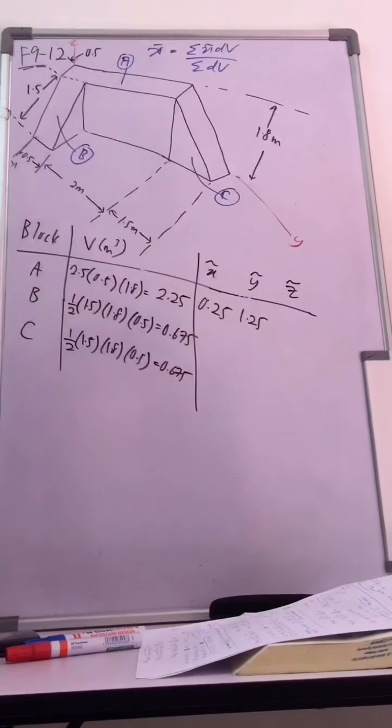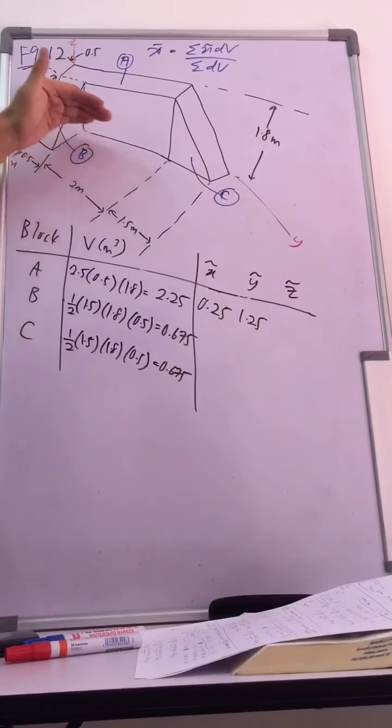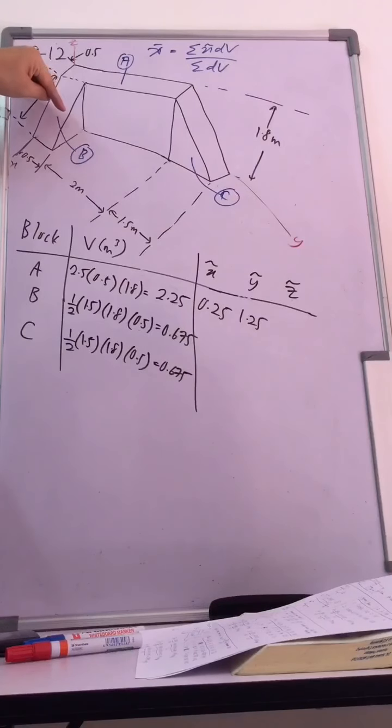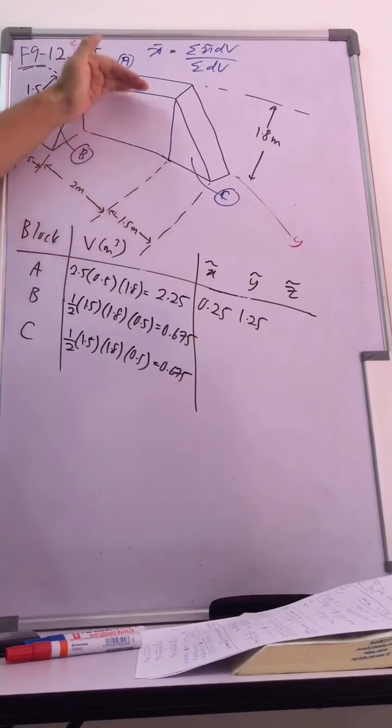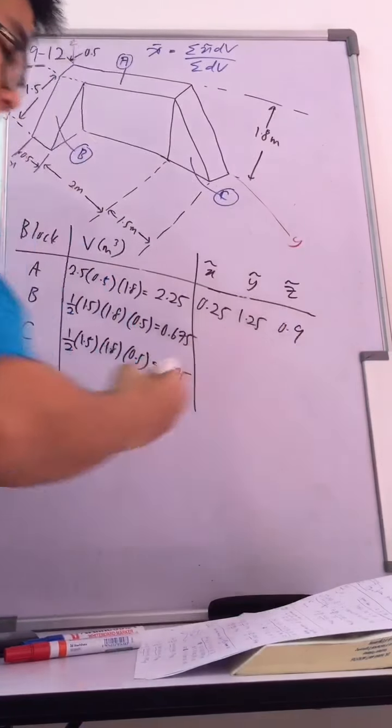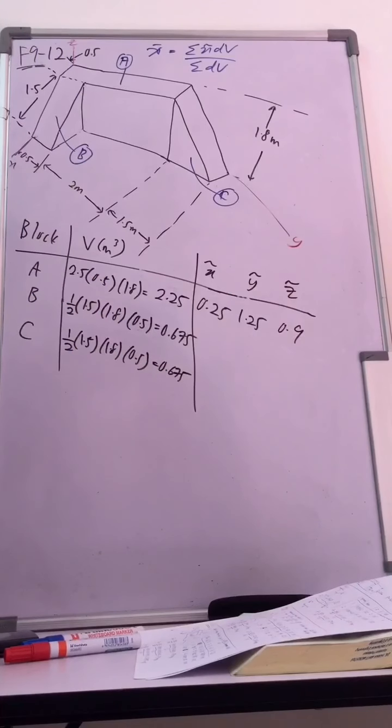Okay, 1.25. And Z is half of this because Z, the coordinate, the origin, 0, 0, 0 is at the very bottom there, bottom corner. So it is 1.8, half of that, 0.9, positive 0.9. Okay. Next, we go to B.